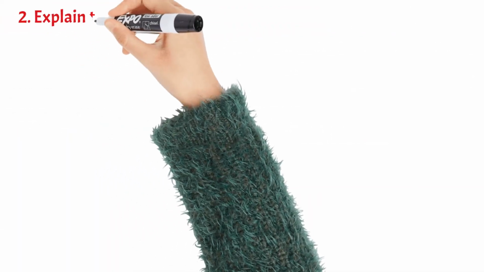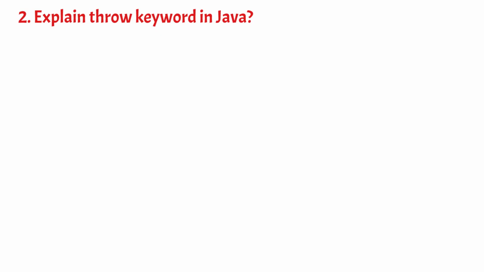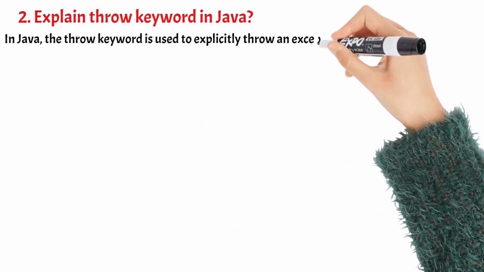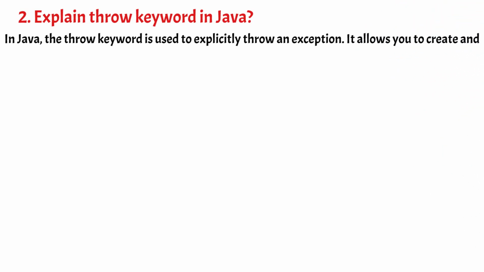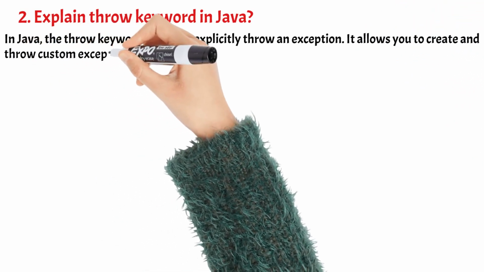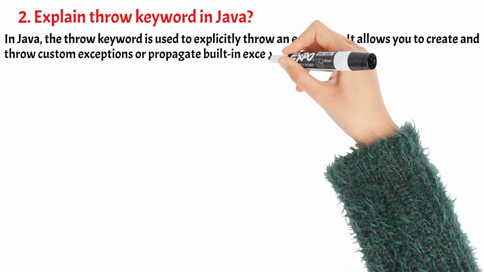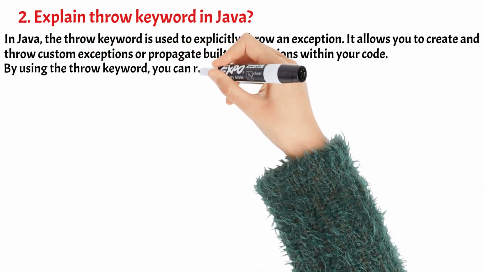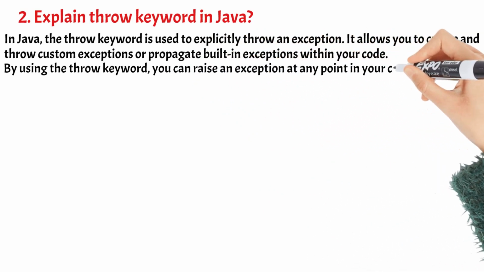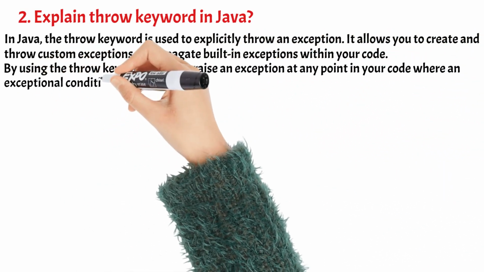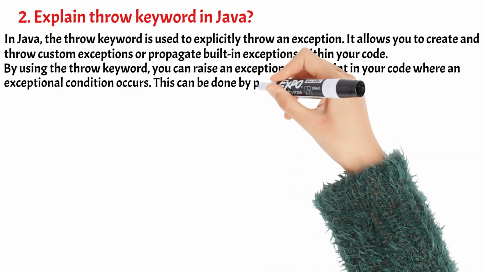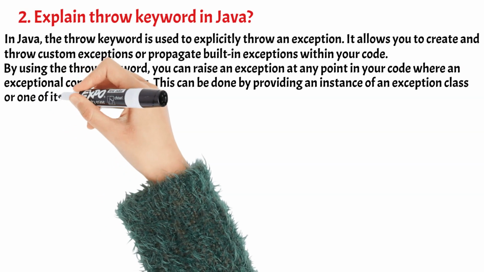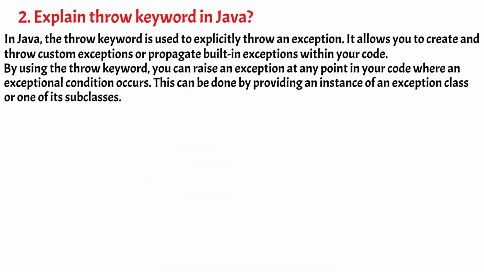2. Explain throw keyword in Java. In Java, the throw keyword is used to explicitly throw an exception. It allows you to create and throw custom exceptions or propagate built-in exceptions within your code. By using the throw keyword, you can raise an exception at any point in your code where an exceptional condition occurs. This can be done by providing an instance of an exception class or one of its subclasses.